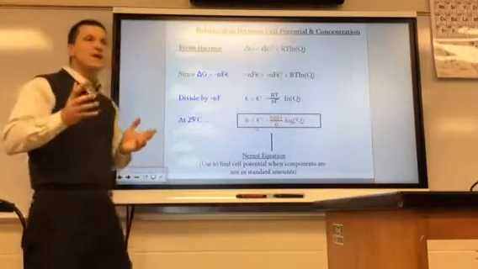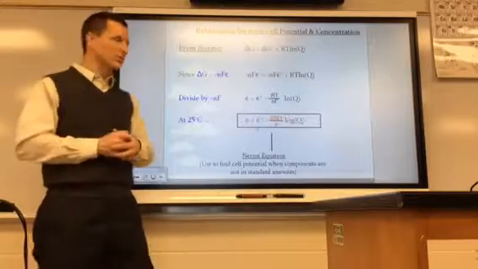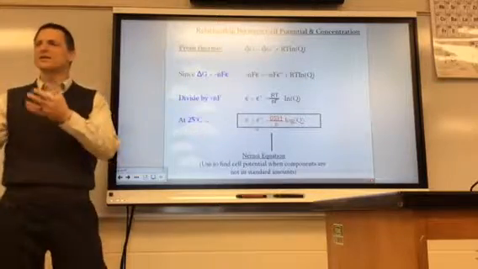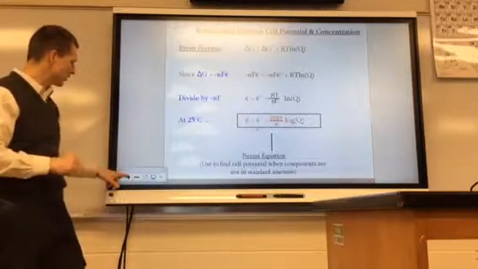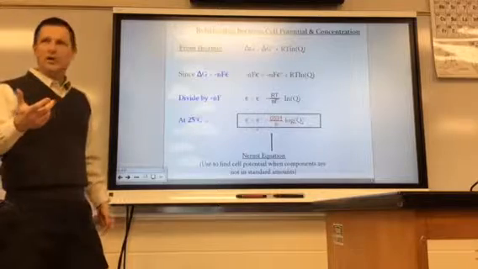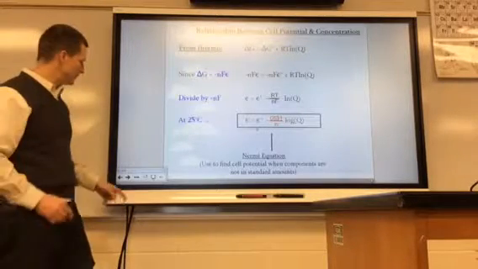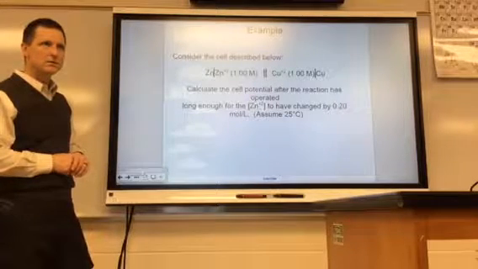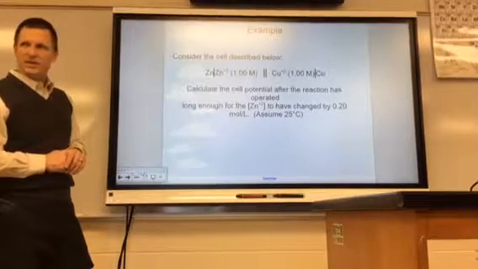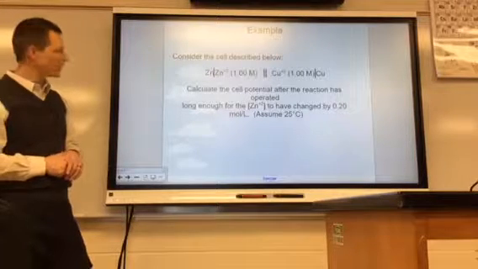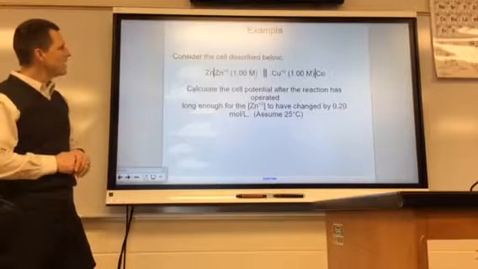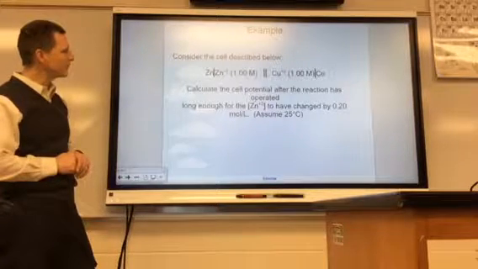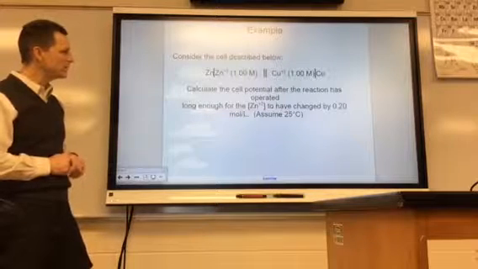All right, now I have 2 examples of when we would use the Nernst equation we're going to start with today. I don't want to just say, here's the Nernst equation, move on to the next thing. We do have to know how to use this thing. So both of these are straight out of the book. They're Zumdahl examples, and they'll both have their own thing. So we'll begin with this one. You're given the line notation for a reaction. Calculate the cell potential after the reaction has operated long enough for the zinc ion to have changed by 0.2 molarity.